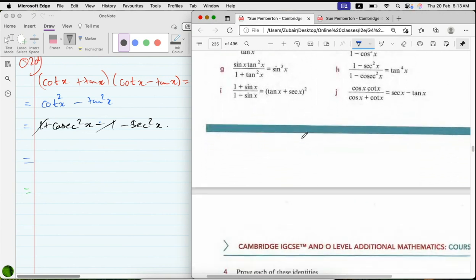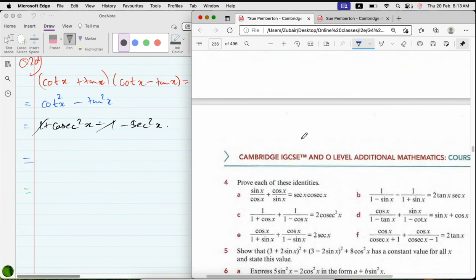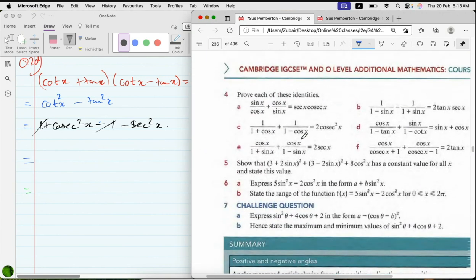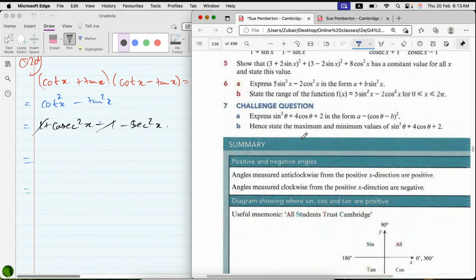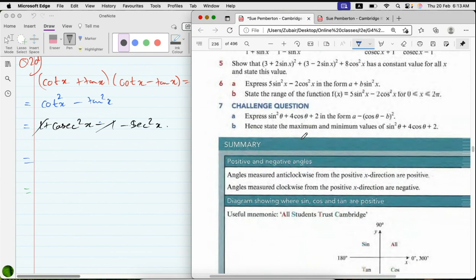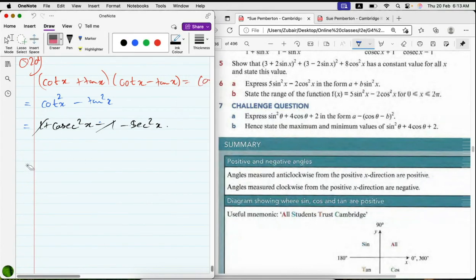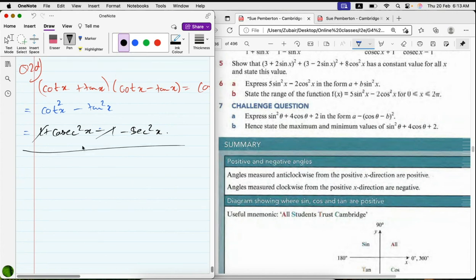Similarly, question 3 is just increasing the difficulty level a little. Again, question 4. And let's just try 5 and 6. These are not only identities, these would require answers.